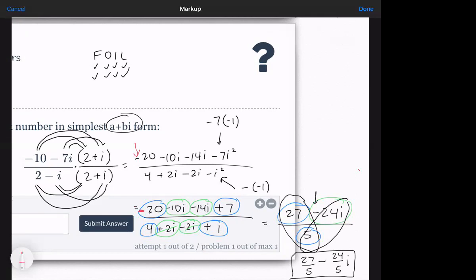So we have to combine a negative 20 plus 7. What is negative 20 plus 7? That will give us negative 13. And so this one would be a negative 13. Let me just rewrite it: negative 13 over 5 minus 24 over 5i. Okay, does that look better?